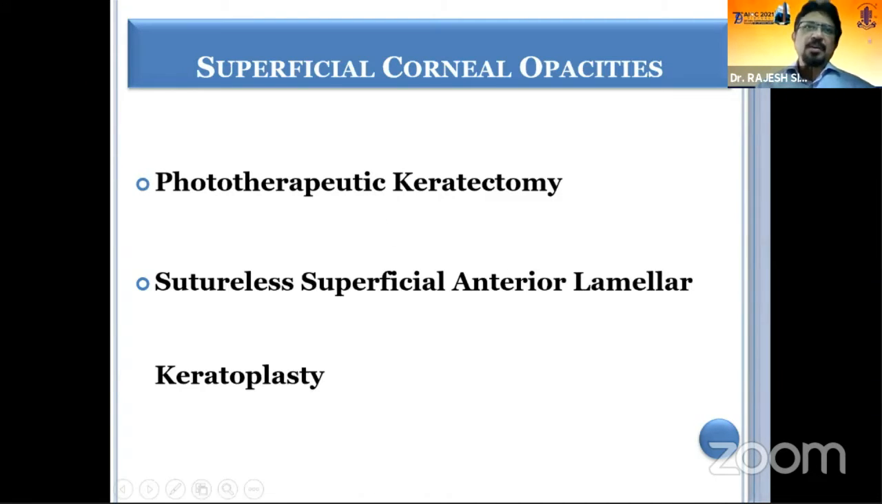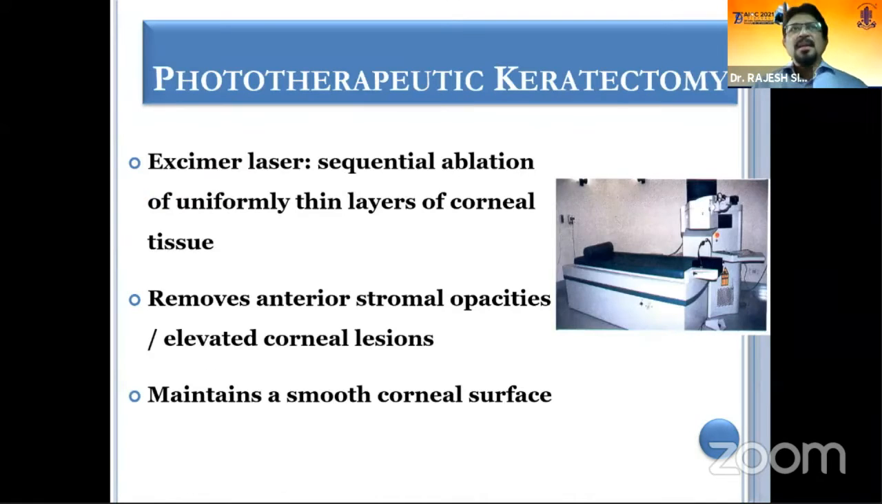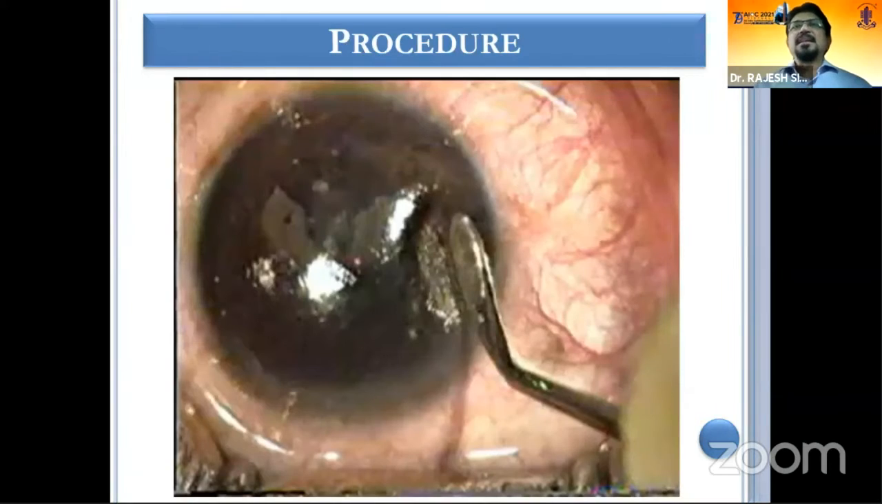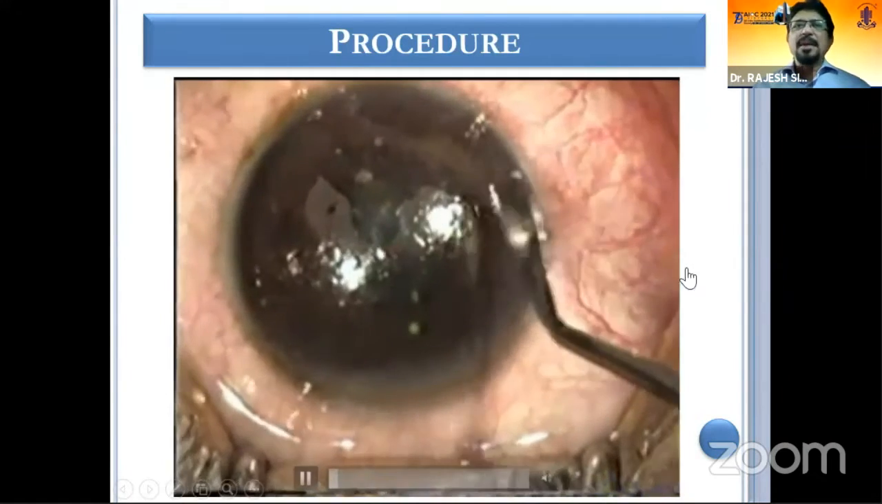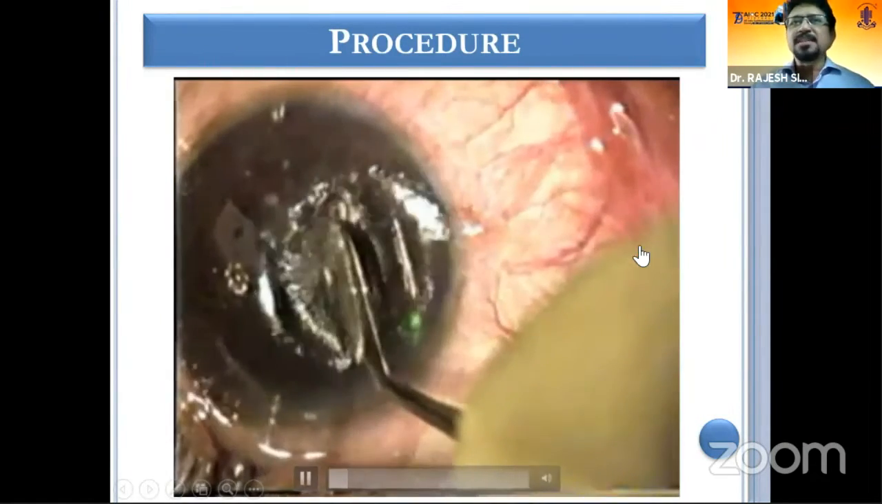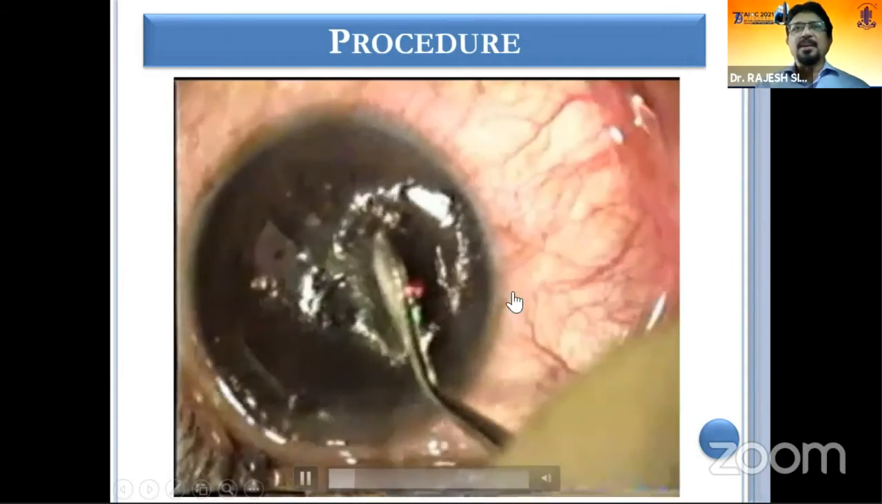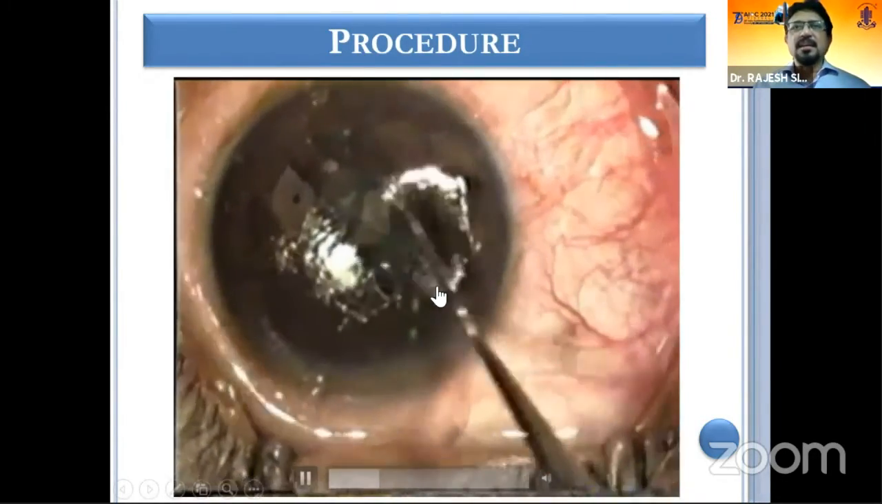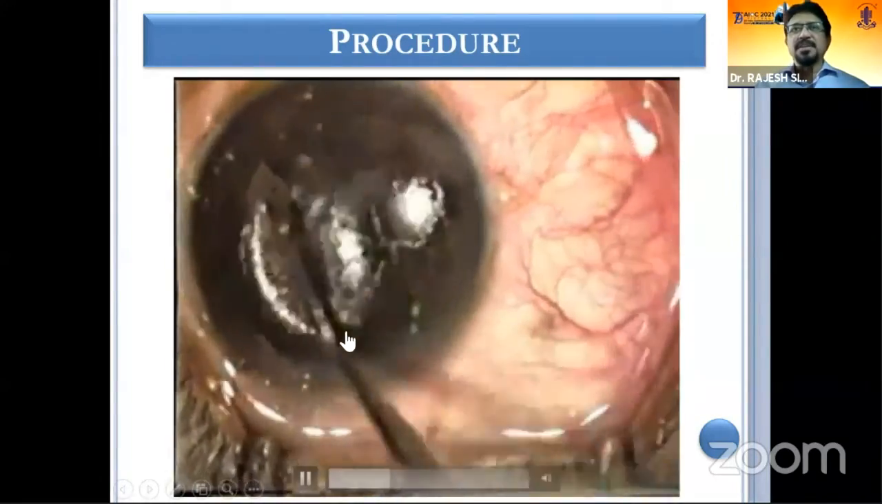But if it goes deeper, up to 150 to 200 microns, you can do a sutureless anterior laminar keratoplasty. If it's further deeper, you have to put sutures. So phototherapeutic keratectomy can be done by excimer laser, and it is really helpful in improving visual acuity, and it delays the requirement, or sometimes completely defers the requirement, of any anterior laminar keratoplasty. So it really deserves a mention in this set of surgeries.